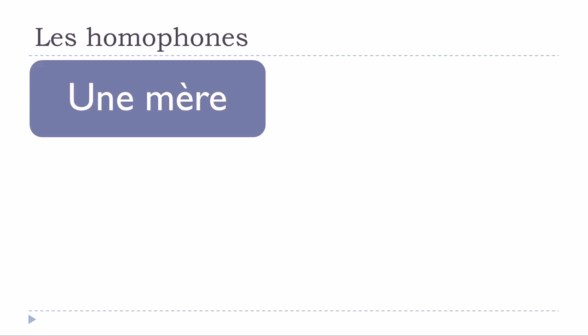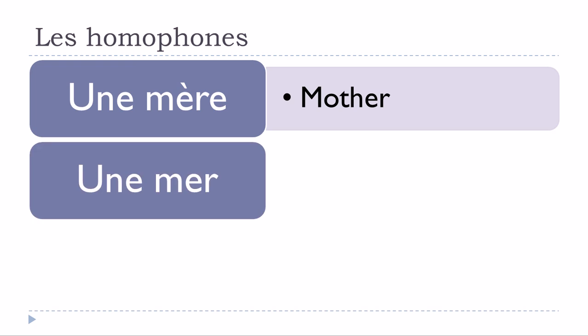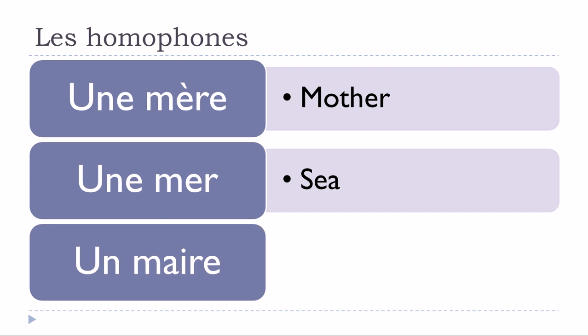Une mère. Un maire. Alright, so mère, mère, mère. Alright, in both cases. Here you've got the feminine form and then here it's masculine. Of course it could be feminine as well because mère can be ladies as well.